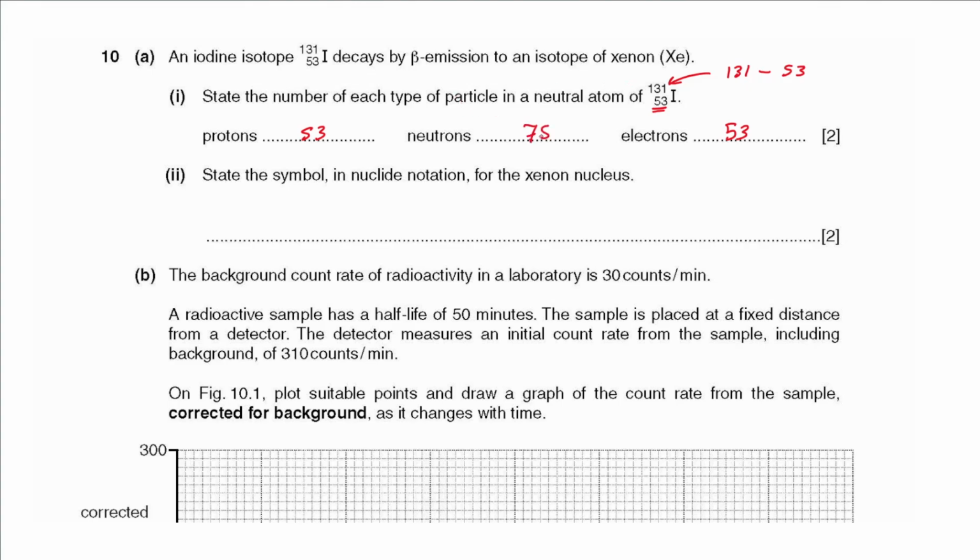Part two says state the symbol in nuclide notation for the xenon nucleus, which is Xe. And now by beta emission, the number of protons increases by 1, so it will be 54, not 53. And the nucleon number does not change, so it remains at 131.